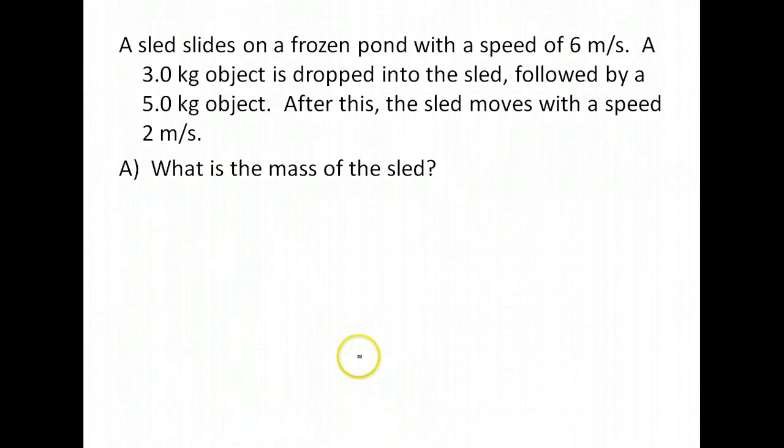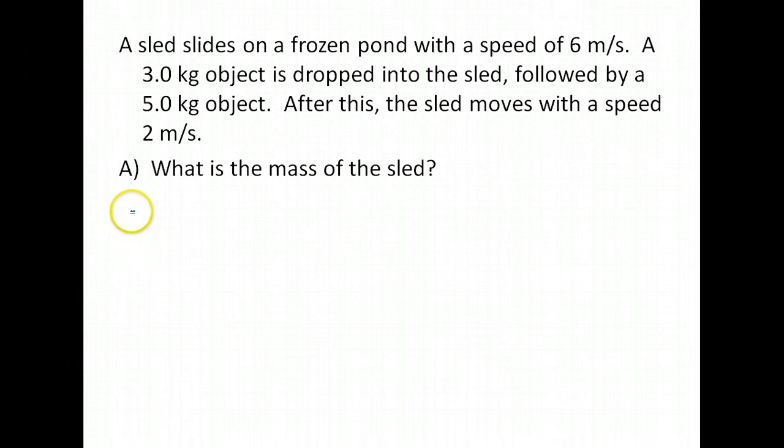All right, so then that takes us to problem number 10 here. And it says, a sled slides on a frozen pond with a speed of 6 meters per second. A 3 kilogram object is then dropped onto the sled, followed by a 5 kilogram object. After this, the sled moves with a speed of 2 meters per second. What is the mass of the sled?